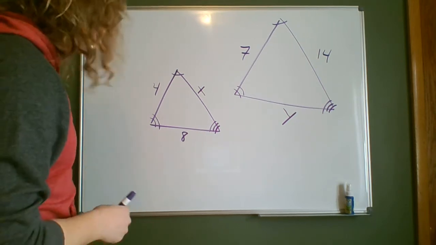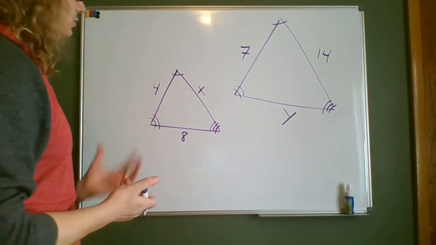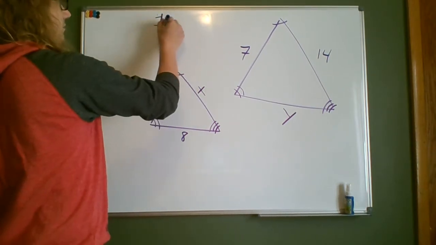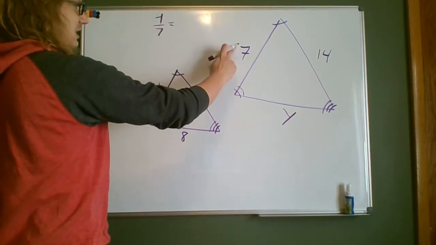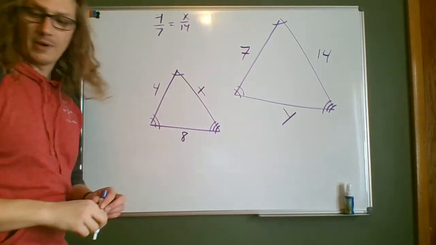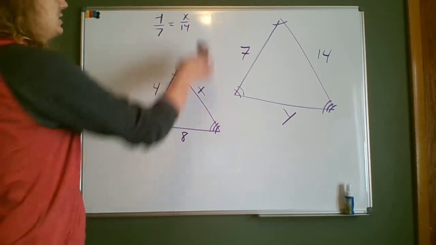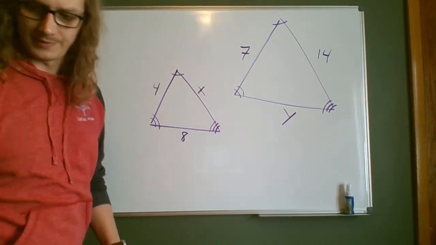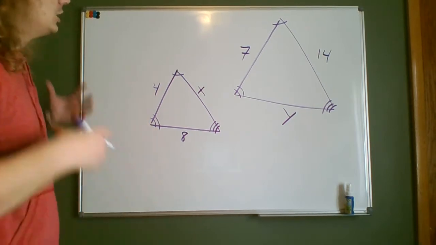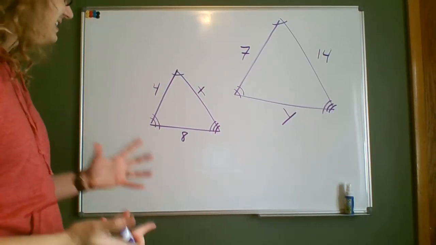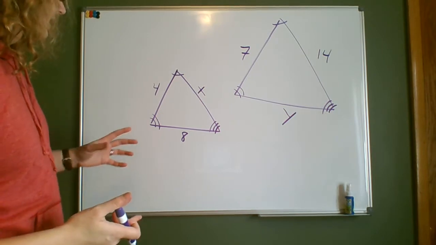All right, so talking about some of these ratios inside triangles, you can write this as 4 to 7 equals x to 14, and you can solve that way. And it'll work out. That's the stuff we were doing last week, and it'll be totally fine. No worries, no problems.